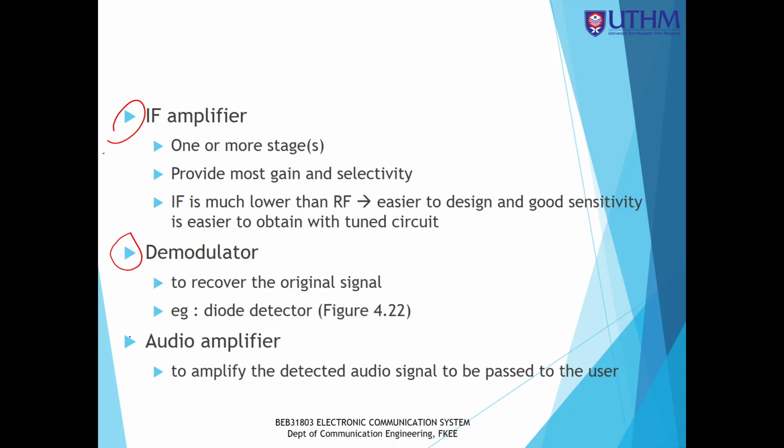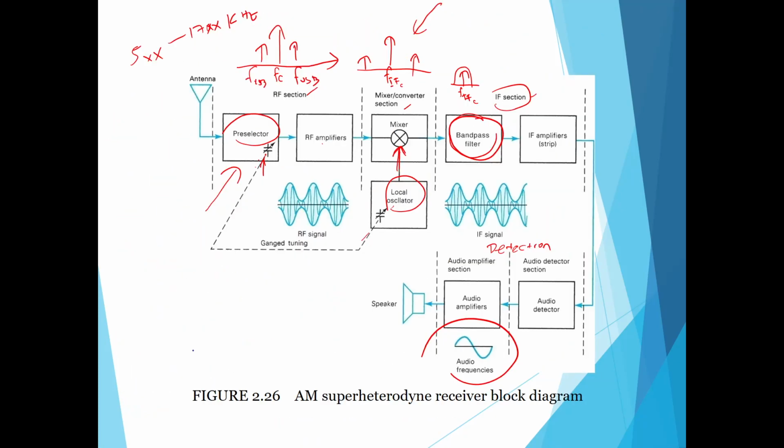After demodulation, we can amplify the output of the demodulator so that we can have a high amplitude output, and then pass it through the speaker, as shown in this picture. So that is the complete process. That's how you should explain briefly what happened in the RF section, what happened in the mixer converter section, what happened in the IF section, what happened in the detection section.